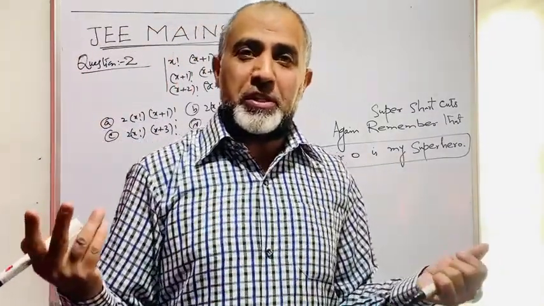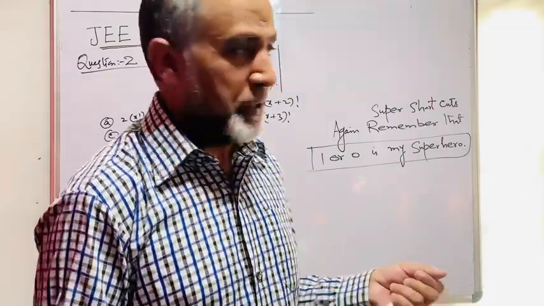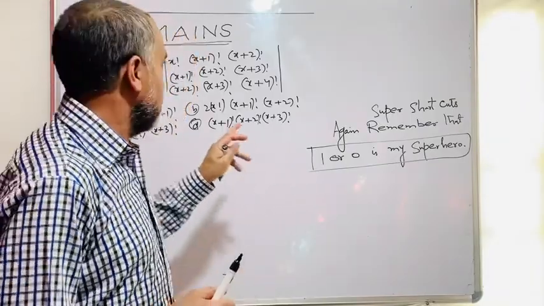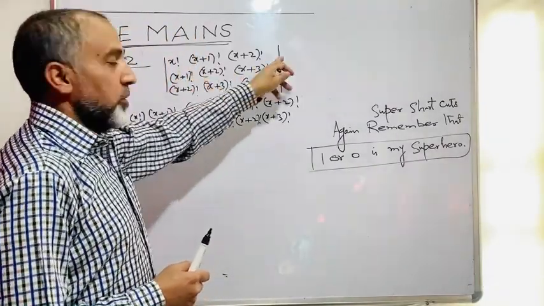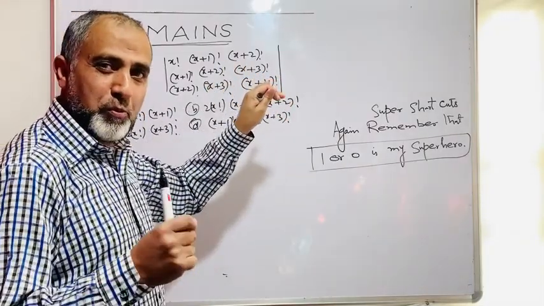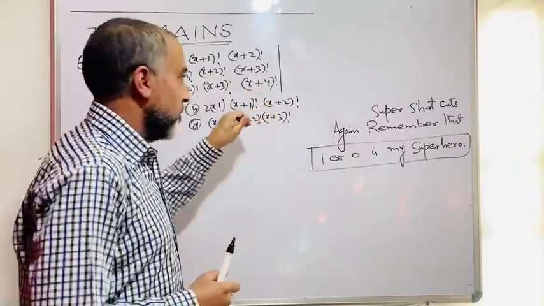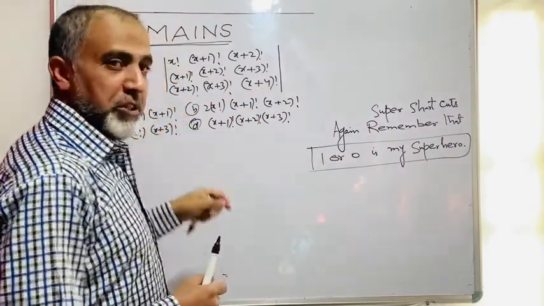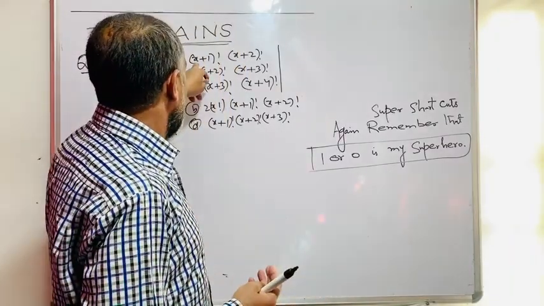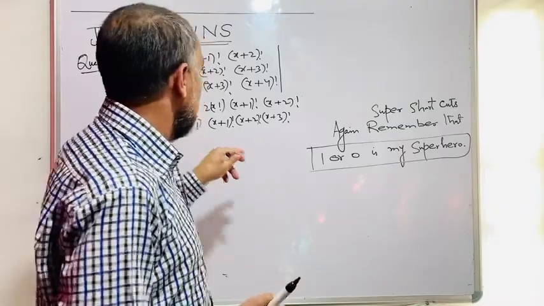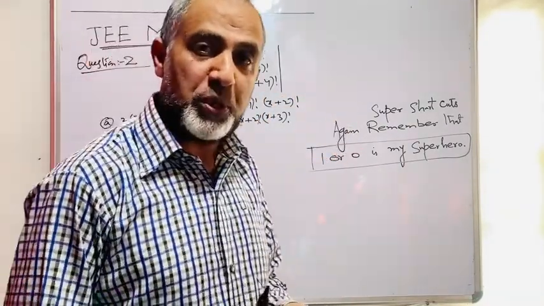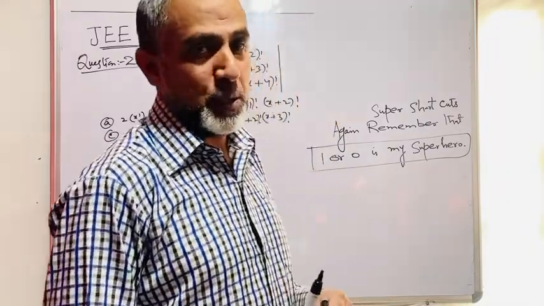We are taking the next question, question number second. This again has been asked in JEE mains. This is on determinants, and we are provided with factorial notations also. As far as column first is concerned, it is x factorial, x plus 1 factorial, x plus 2 factorial. Second column is x plus 1 factorial, x plus 2 factorial, x plus 3 factorial. Then finally, in column third, we have x plus 2 factorial, x plus 3 factorial and x plus 4 factorial.